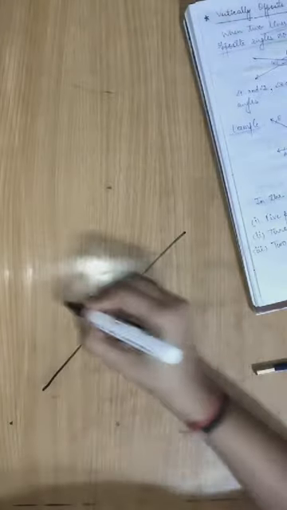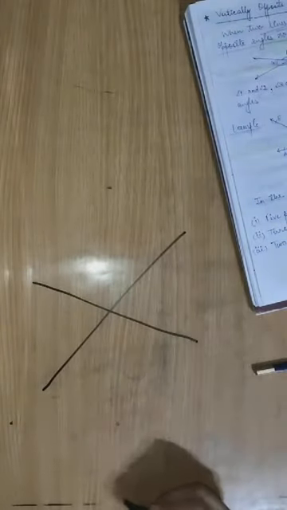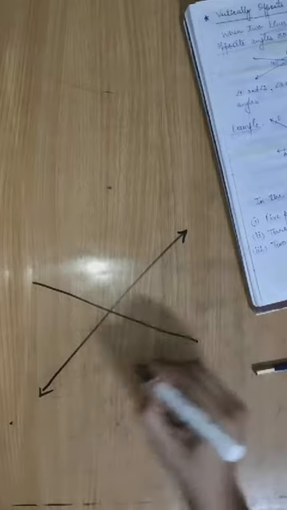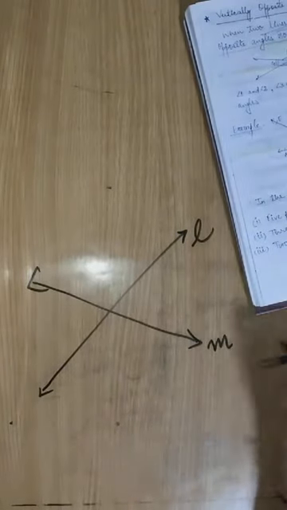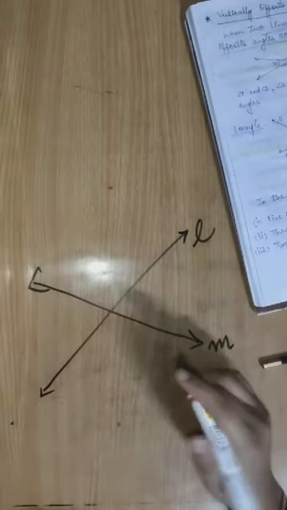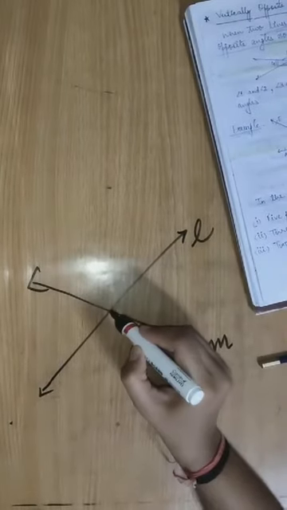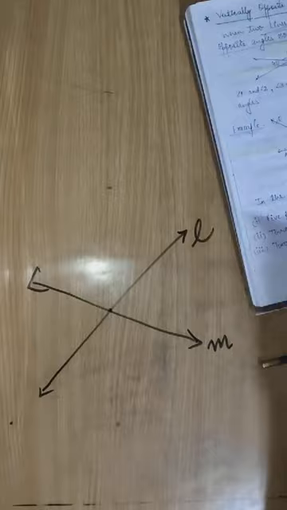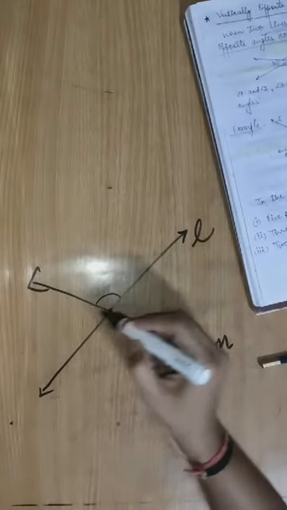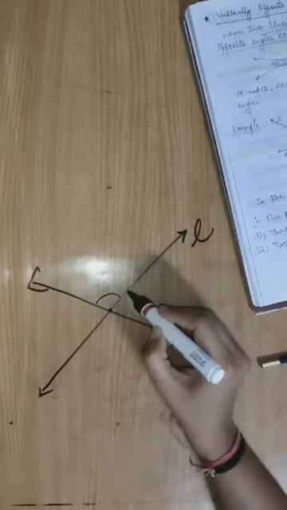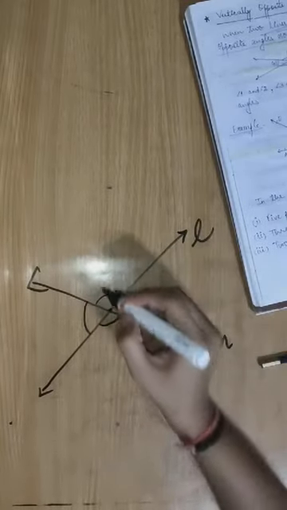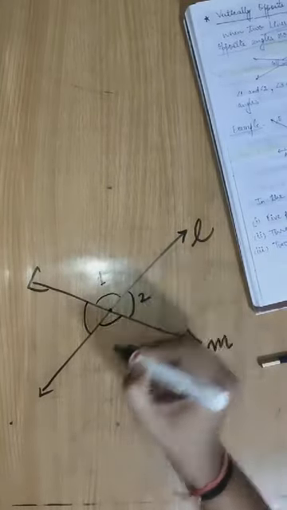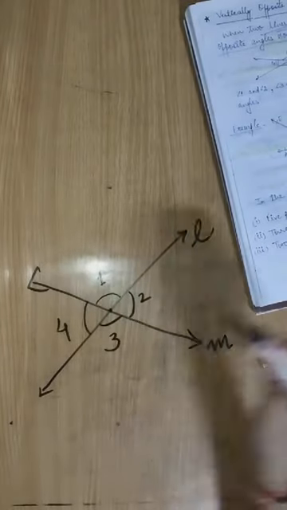Okay, so we can see when two lines are intersecting. These are the two lines. Let us take one of them as L and the other as M. Whenever two lines intersect at any point, angles are formed. This is the angle, this is the angle, this one is the angle, and this one is the angle. So we can name them as 1, 2, 3 and 4.